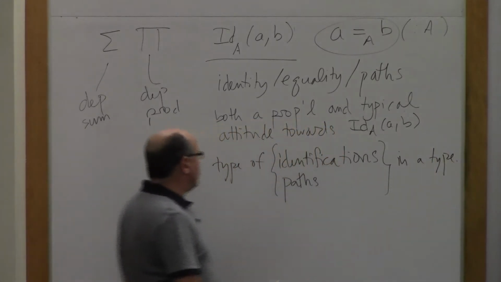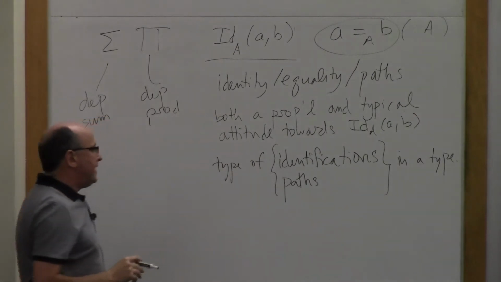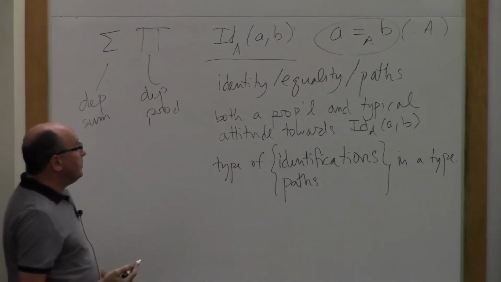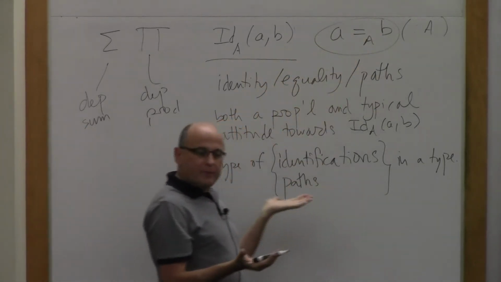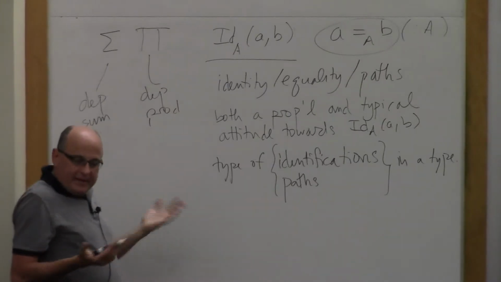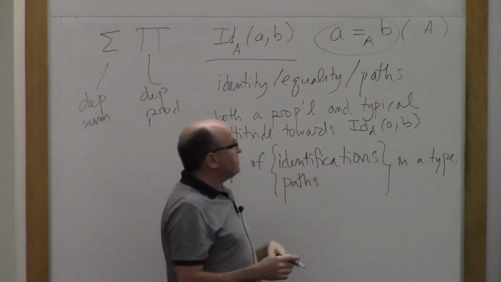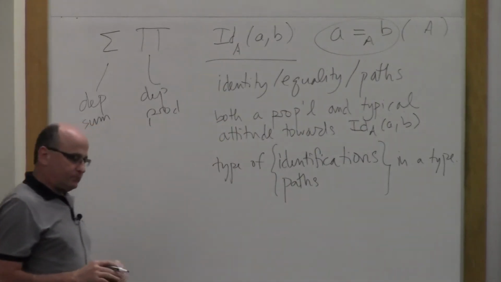Okay, that's the way we're going to think about this. So it's a type in some type, in other words, in the type A. So by the propositions as types principle, if there exists an identification of A and B, then we will say A and B are equal. And that's the idea. So A equals B will be true, or we will just say A is equal to B when there exists an identification.